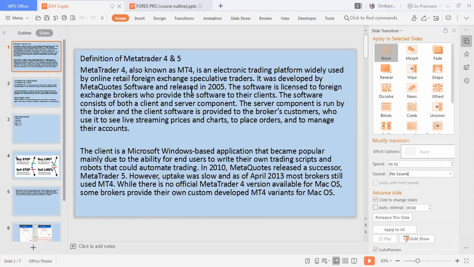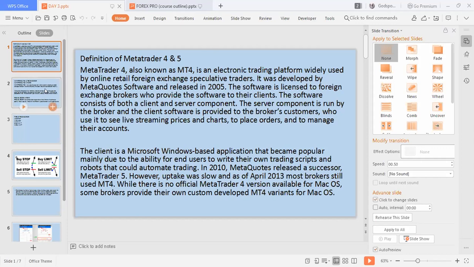Now, in 2010, MetaQuotes released a successor, MetaTrader 5. Are you with me? However, uptake was slow, and as of April 2013, most brokers still use MetaTrader 4. Yes, 2010, MetaQuotes released a successor, which is MetaTrader 5. So for some of you who know how to use MetaTrader 5 very well, it's a recent release. It's just like when you say Windows XP and Windows 7. Of course, the features seem to be different, but the truth about it is there is not much difference between MetaTrader 5 and 4. The difference is not much. It's just for the fact that the same thing MetaTrader 4 can do, 5 will do conveniently.